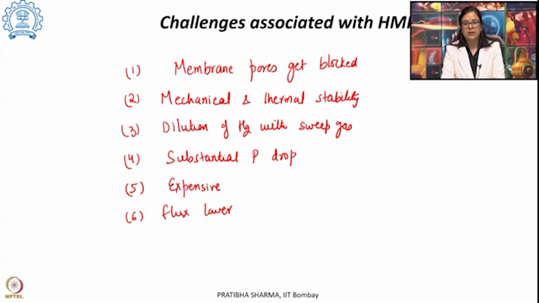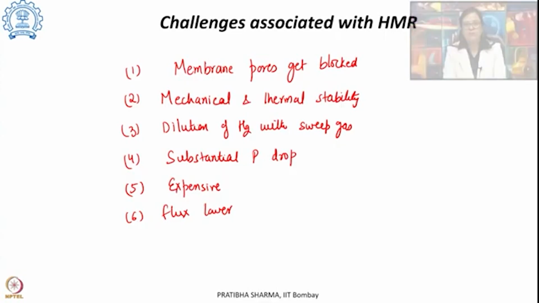So, these are the challenges associated with hydrogen membrane based reforming. In today's class we have seen, other than the conventional steam methane reforming, two more methods, absorption enhanced reforming and hydrogen membrane based reforming, which take care of the limitations of the chemical equilibrium of the steam methane reforming process. However, both these methods are still not being utilized for industrial scale hydrogen production.